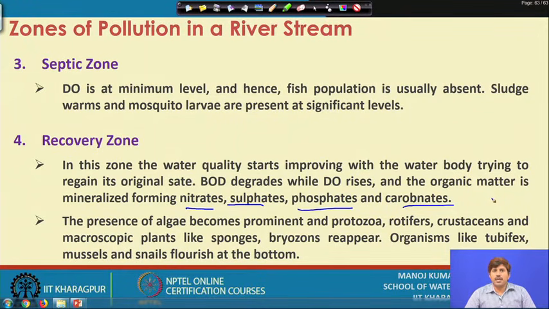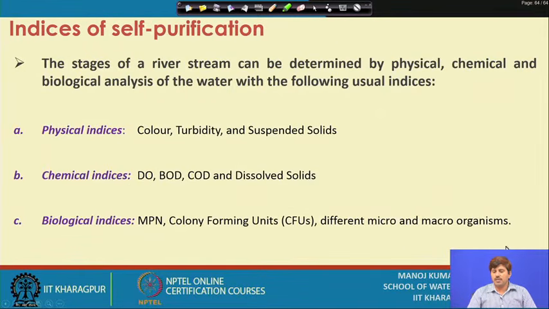The presence of algae becomes prominent. There could be protozoa, rotifers, and other macroscopic plants can come. There are microorganisms also, small organisms can also come. At the bottom, we will see the mussels and snails. So, that way the river basically gets cleaner and cleaner as it moves ahead in the recovery zone, and post that, as we discussed, it comes back to the clean zone.